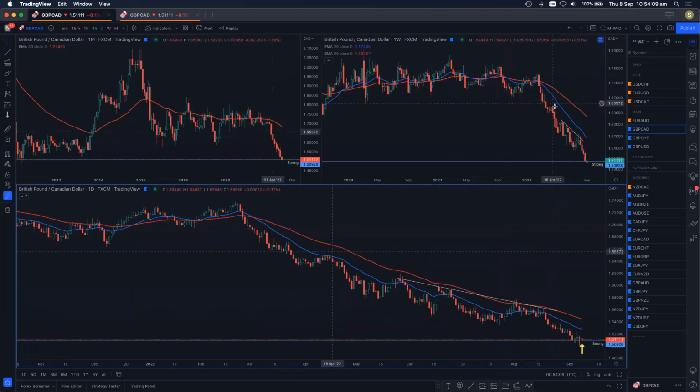And if you look at the weekly, wow. That is a huge downtrend. Of course, CAD's been strong, the euro and the pound been weak, so we've had this really strong downtrend on monthly as well. So back to the hourly chart.